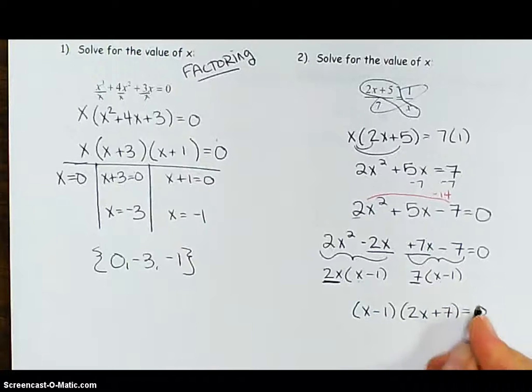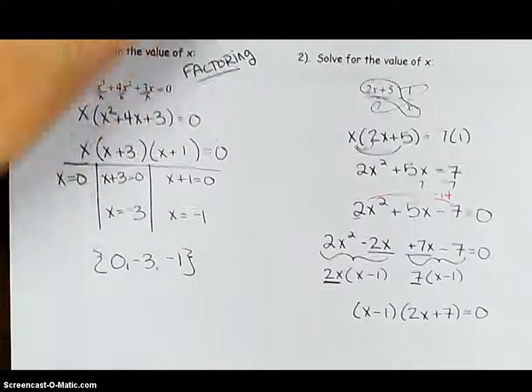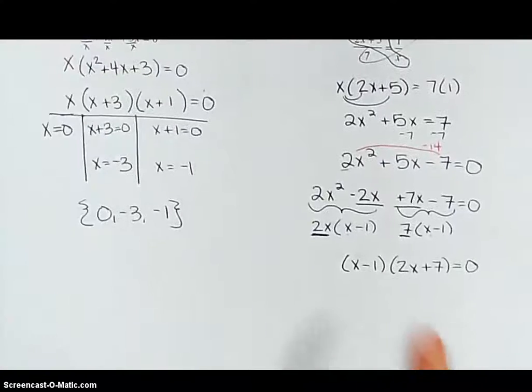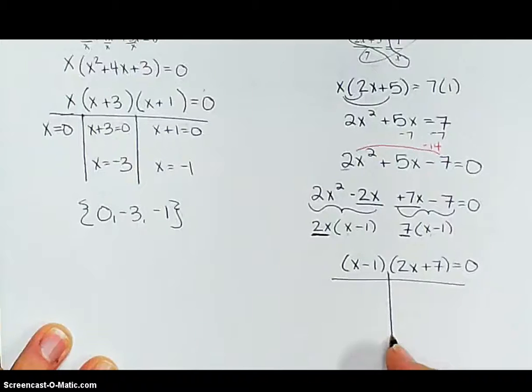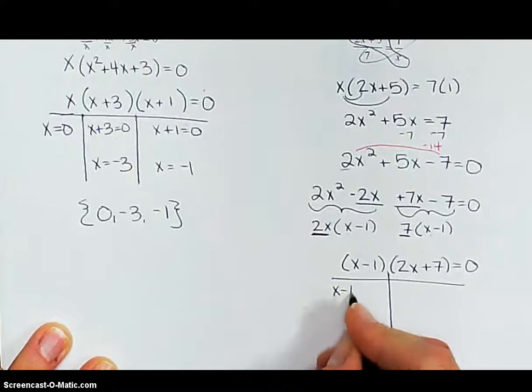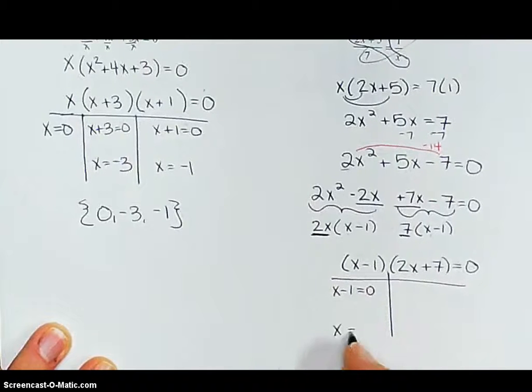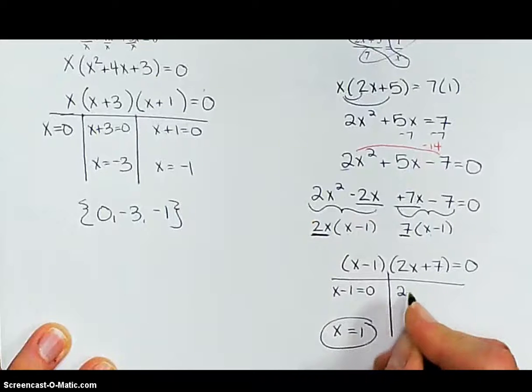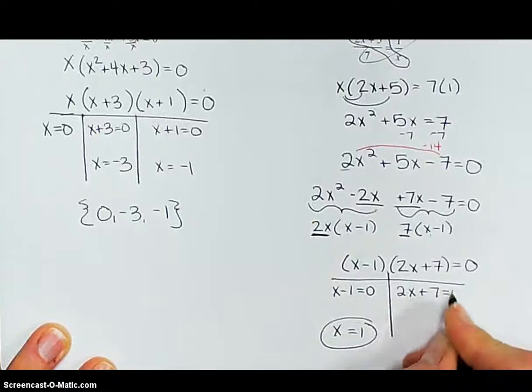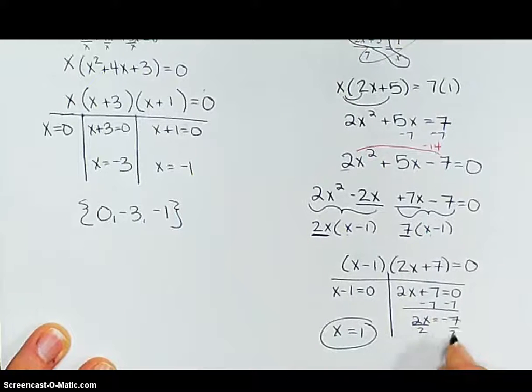And the whole thing is equal to 0. So now that we've factored it by grouping, now we can set up our t-tables and solve. So x minus 1 equals 0, so x equals 1. And here we get 2x plus 7 equals 0, so I subtract 7. 2x is equal to negative 7, and then we divide by 2. So x is equal to negative 7 over 2.